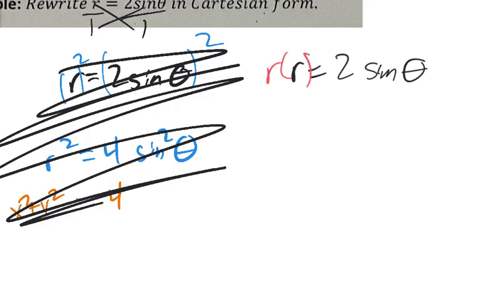Let's multiply both sides by r. Oh, you got it. Oh my goodness, it makes so much more sense. That makes r squared, and this becomes 2r sine theta. That's great. It's a lot better idea.